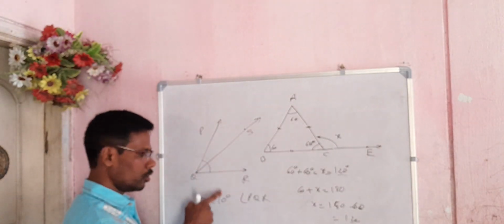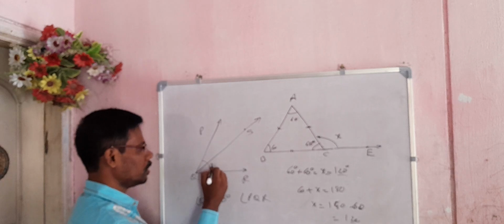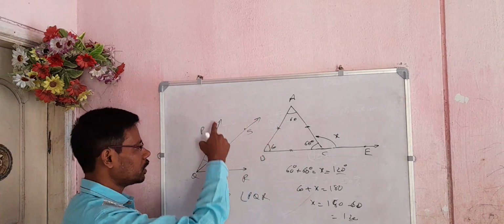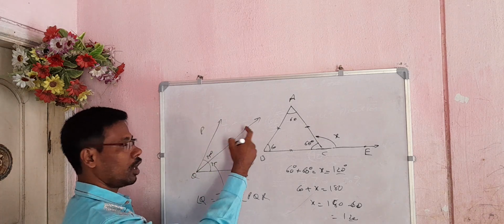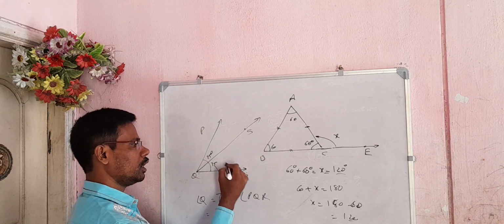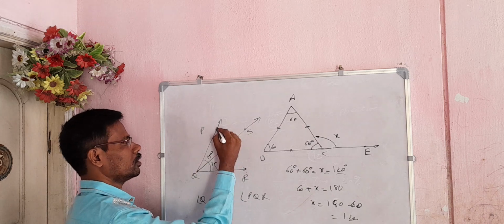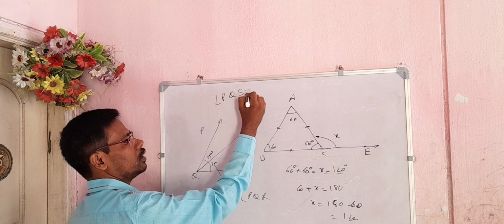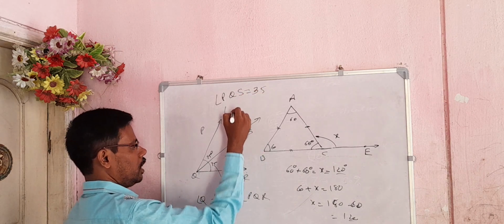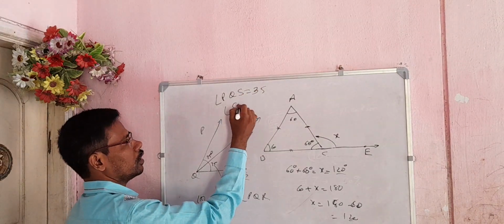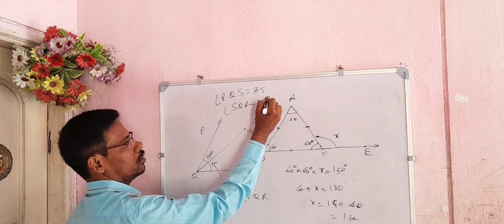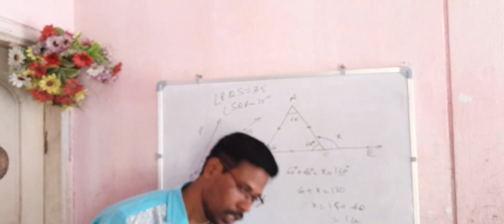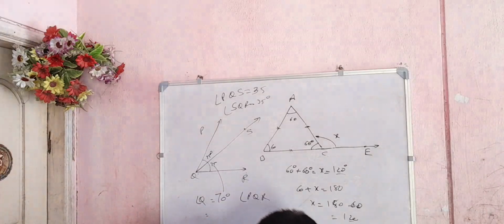Bisector means dividing the angle into two equal parts. Here 70 degrees, so that means one is 35, one is 35. 35 plus 35 is 70. Since QS is a bisector, angle PQS is equal to 35 degrees, and angle SQR is equal to 35 degrees. Now total 35 plus 35 is 70. Right. So let us do some problems.